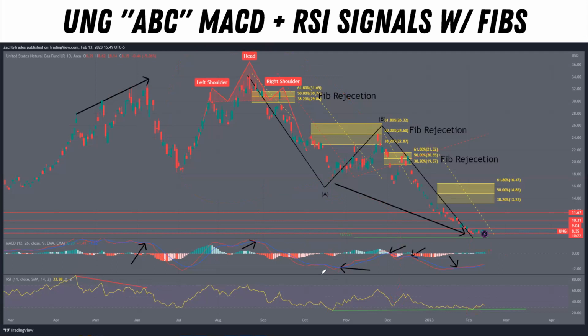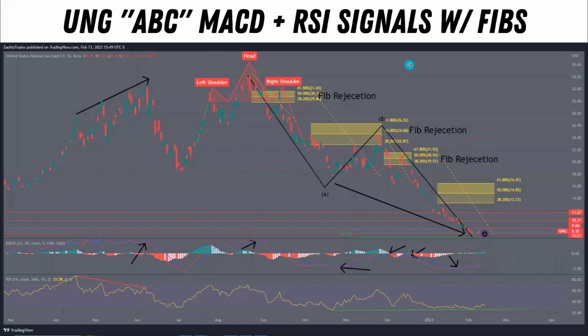And remember, these divergences are indicators of future activity. They're not guaranteed. No one strategy is 100% guaranteed. But once you start to combine strategies together, that's how you can give yourself an edge in the market and really feel confident in your trades and taking those trades.